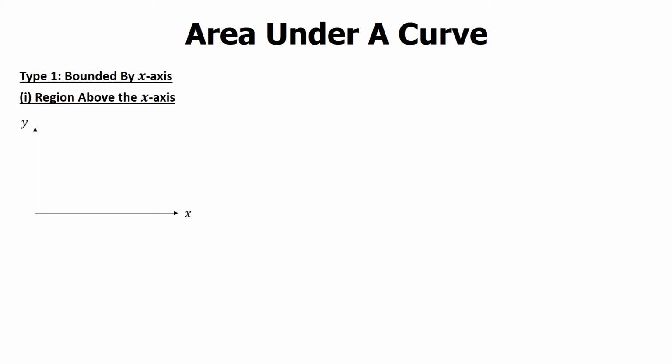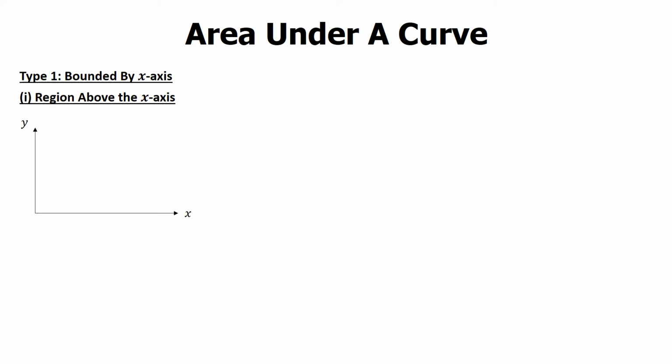We have known that integration is all about the area under a curve. So now, let's talk more in detail about the area under a curve. Basically, there are three types of area under a curve that we will discuss here. Type number 1, the area under the curve bounded by the x-axis. There are two types under type 1, the first one is the region above the x-axis. Here is how it looks like.